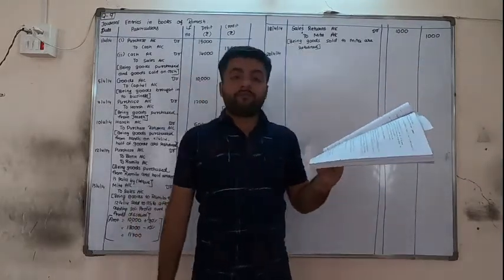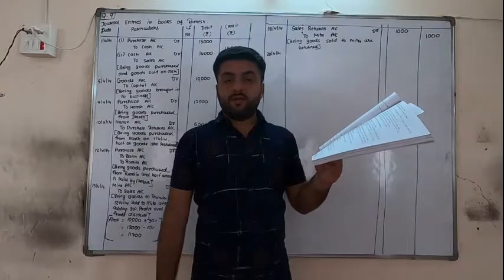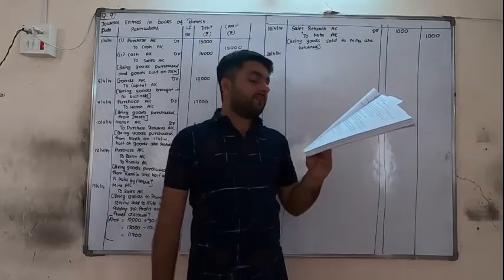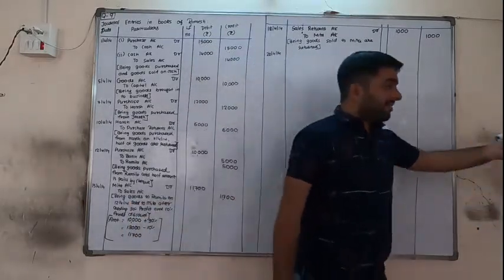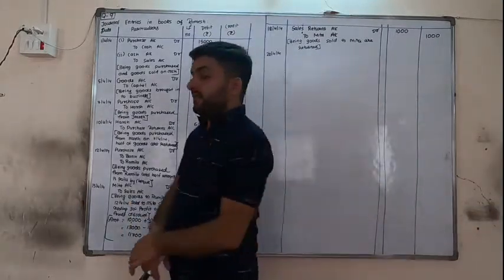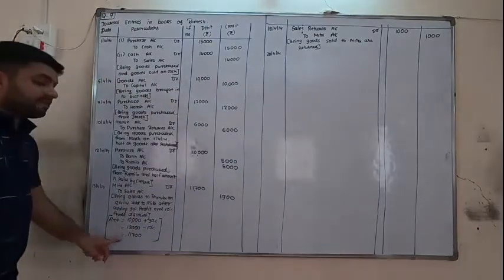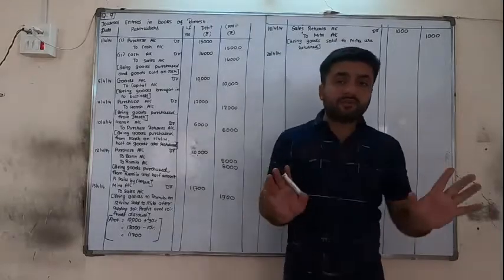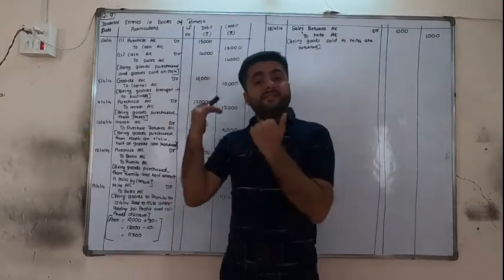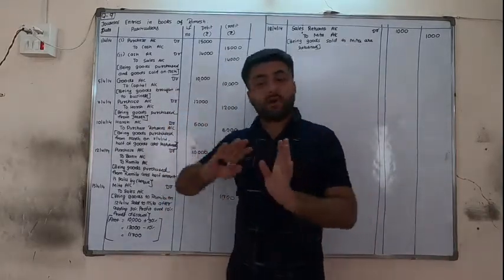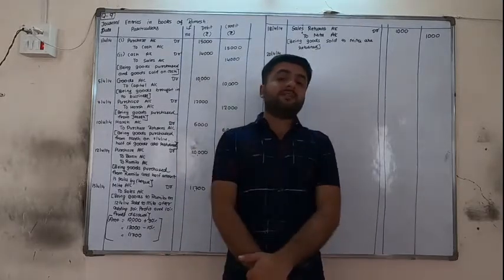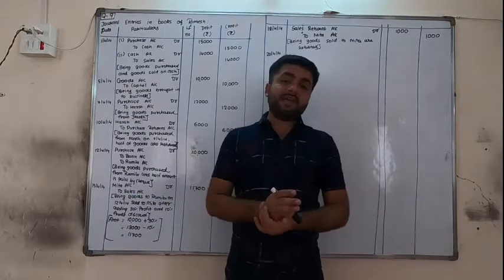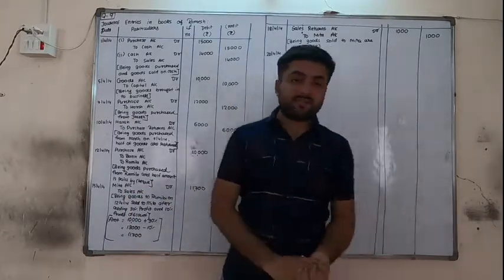Goods of 20,000 sold to Kalpana at 10% trade discount and 5% cash discount. I have given notes now. Trade discount is directly subtracted, it is not recorded, and it is given to everyone. So 3 points you have to remember: trade discount can be given to anyone, it is not recorded in the books, it is directly subtracted, and the net amount is written.